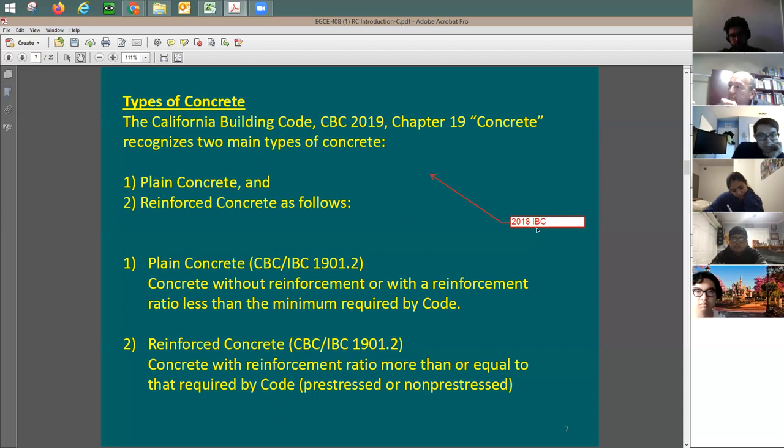So the main code, or the mother of the code, right, is gonna be either this or that. And the ACI is gonna be a chapter of it. Also, the wood is the same thing. The wood is given a chapter, let's say 22. It's gonna be based on the NDS 2016, for example, or 2015, right? Same thing with structural steel. With any construction material, you're gonna see that each construction material is gonna be one chapter under the CBC. Any questions? We're good?